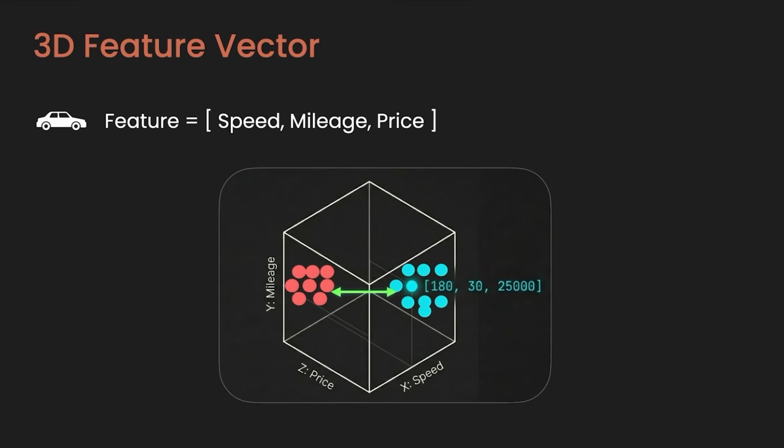Now let's take this example further and add one more feature: price. So now we consider three features of a car: speed, mileage, and price. And it can be represented using a three-dimensional feature vector, which you can plot in a 3D plane. Again, it's a similar concept. All the cars that have similar speed, mileage, and price would cluster together in this 3D plane, and cars with different speed, mileage, and price would be further apart. So this is how you can plot it in a 3D plane.